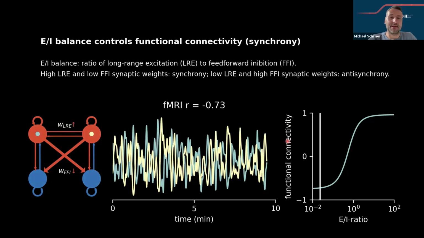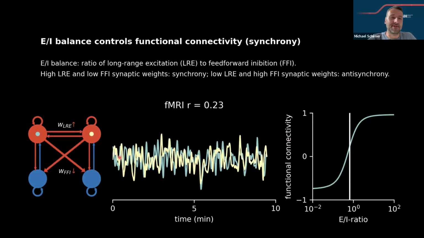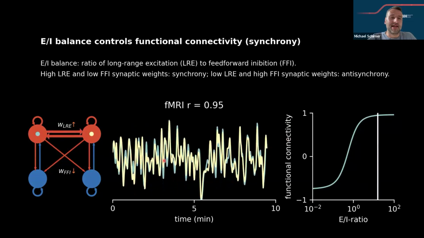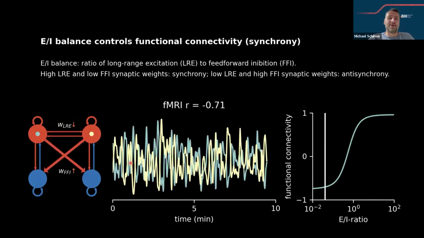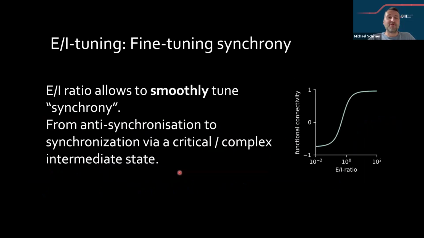So let's start it. We can see here how the time series change and undergo a complex intermediary state and then end up with full correlation again. So we can smoothly tune from total anticorrelation, here we can see how they are anticorrelated, to full correlation. So we can fine-tune synchrony now. We can smoothly tune the synchronization of brain areas from anti-synchronization to full synchronization via a critical complex intermediary state.